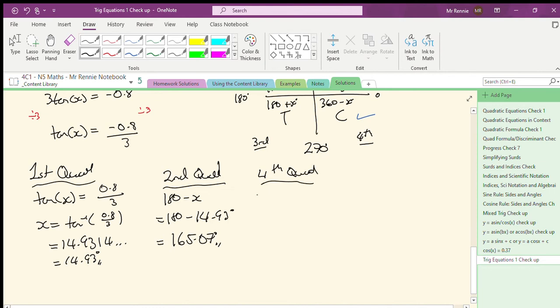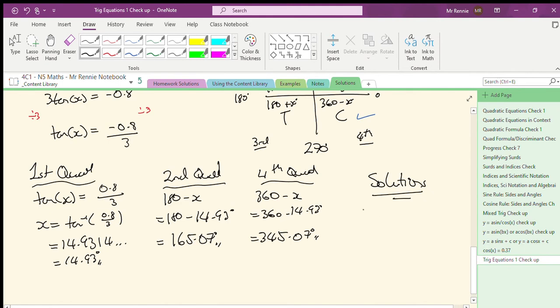Fourth quadrant's where my last solution lies. So that's going to be 360 minus x, so that's 360 minus 14.93, and I get the answer 345.07 degrees.